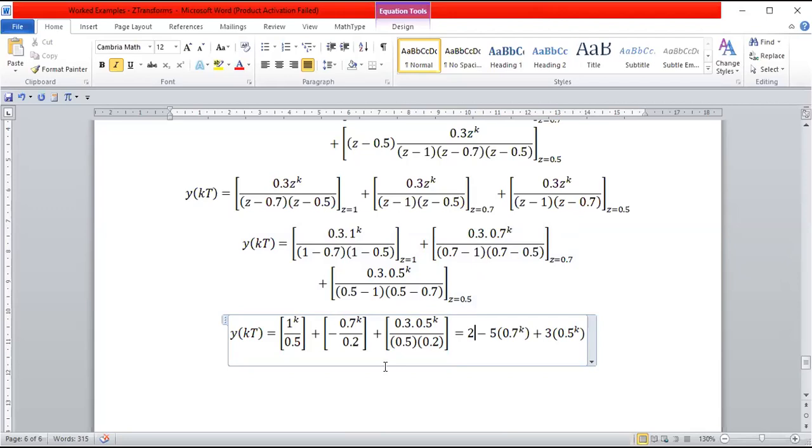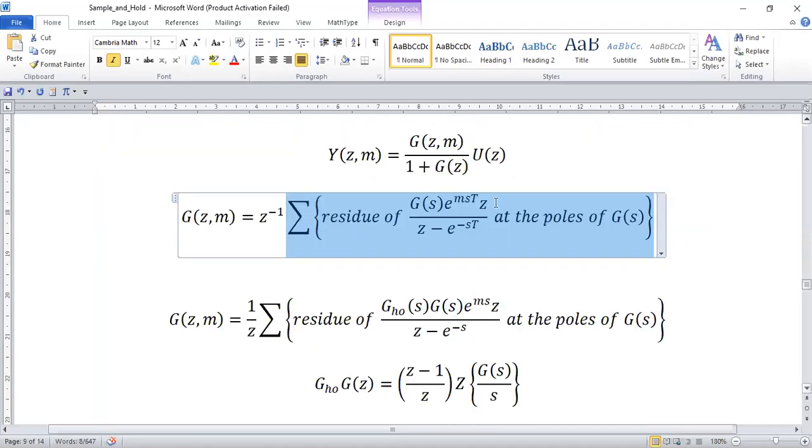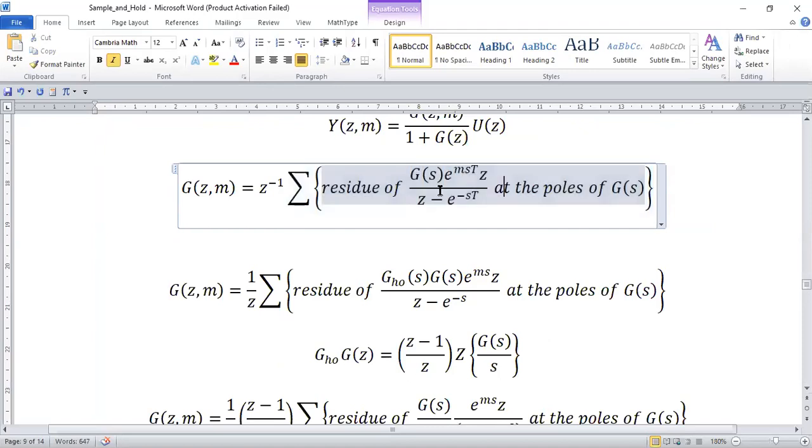So let's go back to this lecture. Now we are back to the residue method, but now it is actually much more complicated using this example. I'll be using this example, so I'll be explaining it. But first of all, we already have our G(z).